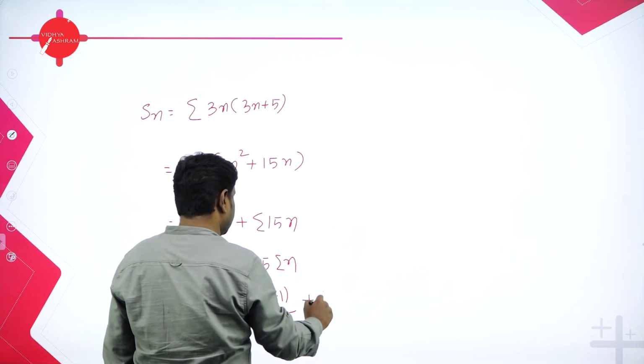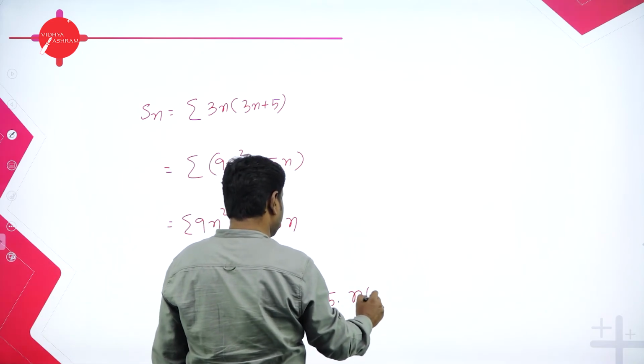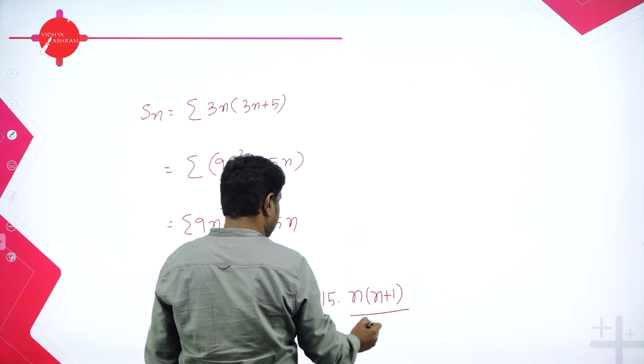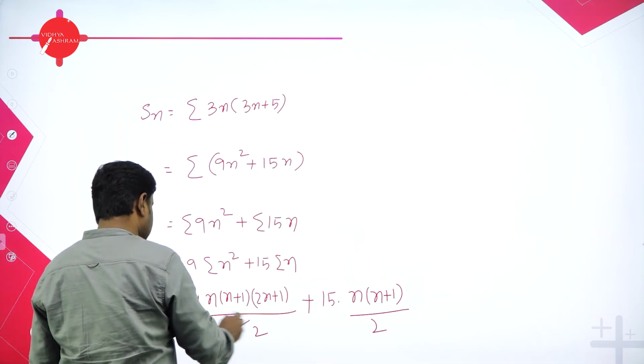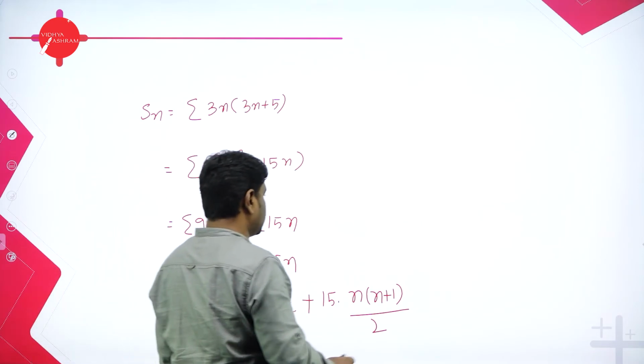And sigma 15, what is n? Sigma n is n into n plus 1 by 2. Now this you can divide, 3 2s are 6, 3 3s are 9. So now further you can take common.